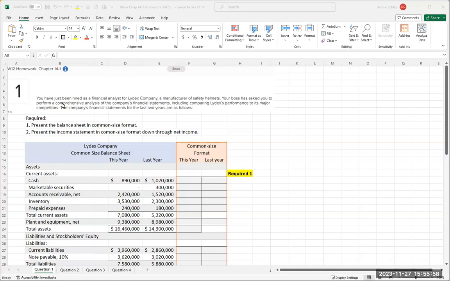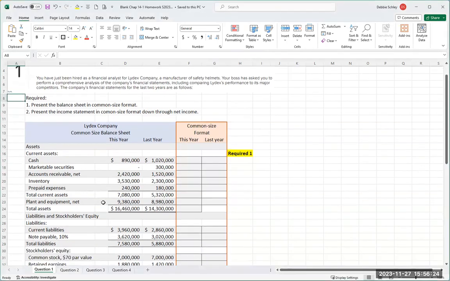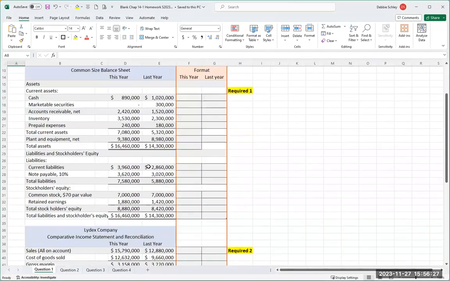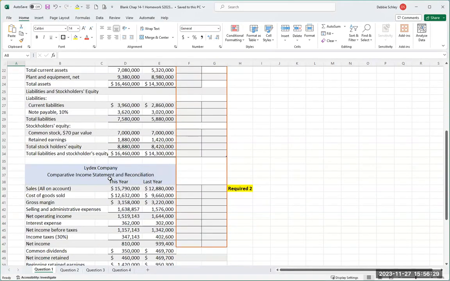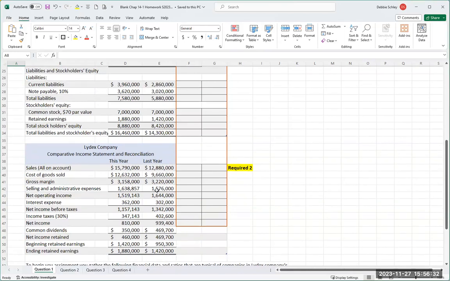You have just been hired as a financial analyst for Lidex Company, a manufacturer of safety helmets. Your boss has asked you to perform a comprehensive analysis of the company's financial statements, including comparing Lidex's performance to its major competitors. The company's financial statements for the last 2 years are as follows. So I have just input all of the data that they gave me for the balance sheet for this year and last year, and for the income statement and reconciliation for this year and last year.